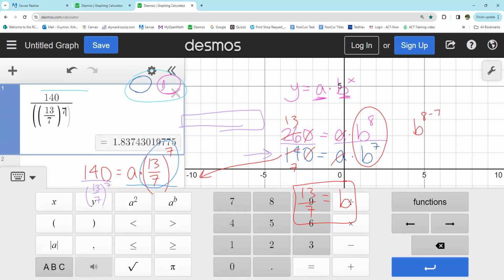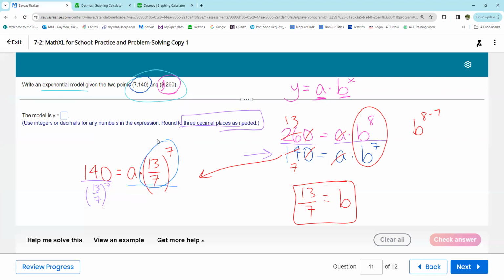So it's 1, we needed to go 3 places. So 1.8374. All right, let's go back to our Sapling. When I worked that all out right here, this came out to 1.8374. We're supposed to go 3 decimals, 1, 2, 3. The 4 would say leave the 7 as 7. So let's put in 1.837 for our b. That's our b, right? That was our a.